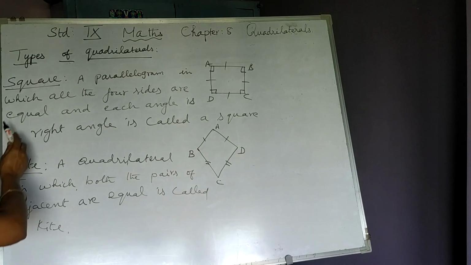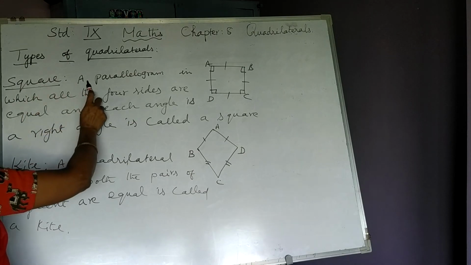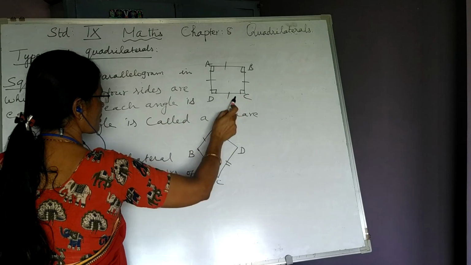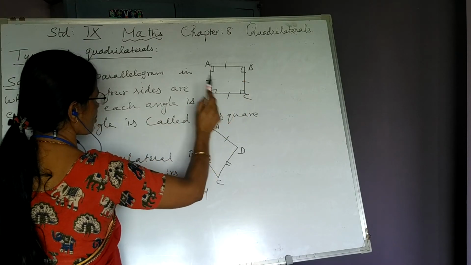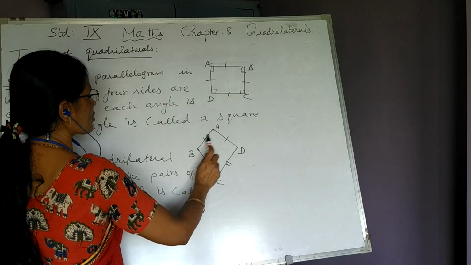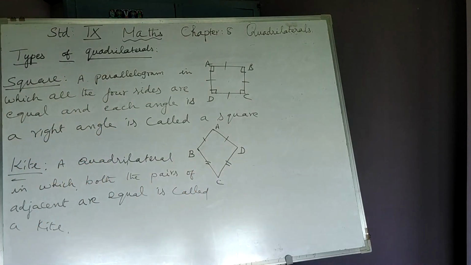Then comes a square. For square also we start with the term parallelogram, but here two conditions: all the four sides should be equal and each angle should be 90 degree. And kite is a quadrilateral in which two pairs of adjacent sides are equal. These are the types of convex quadrilaterals.